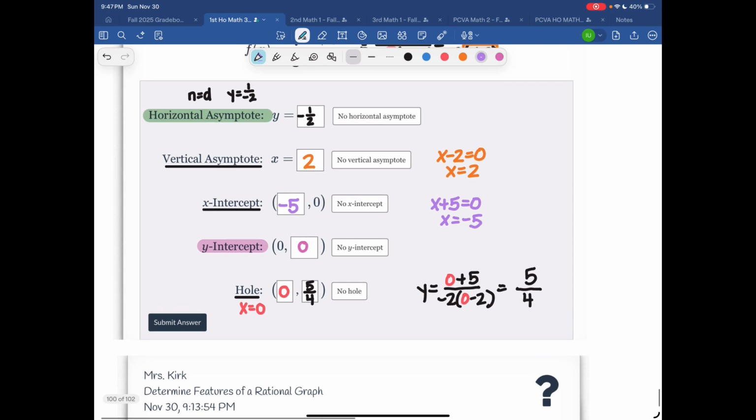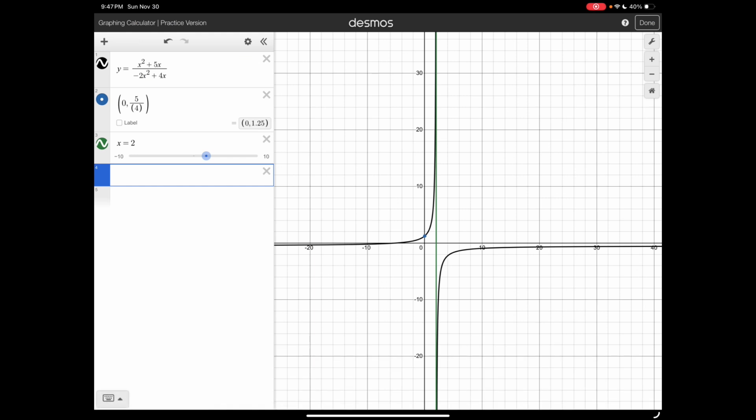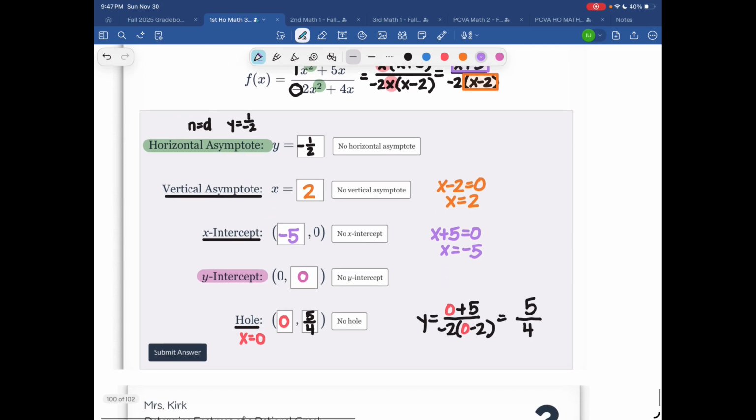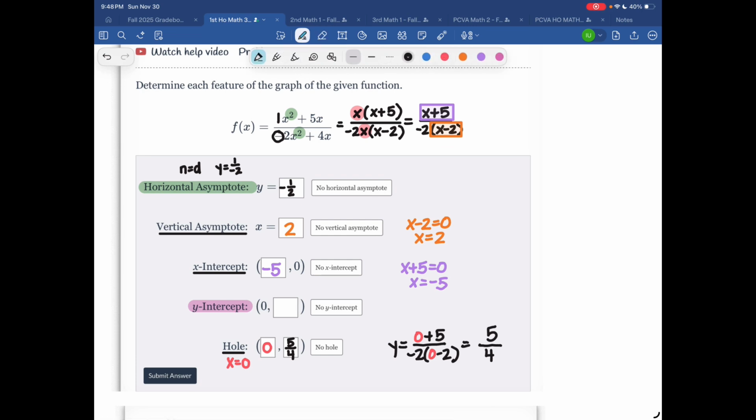Now, we said the y-intercept was at 0, 0. But if I'm looking at the y-intercept, we can't have a y-intercept at 0, 0 because there is a hole there. So, technically, if we have a hole there at 0, 0, then that means that for this one right here, we're going to have to say that there is no y-intercept.